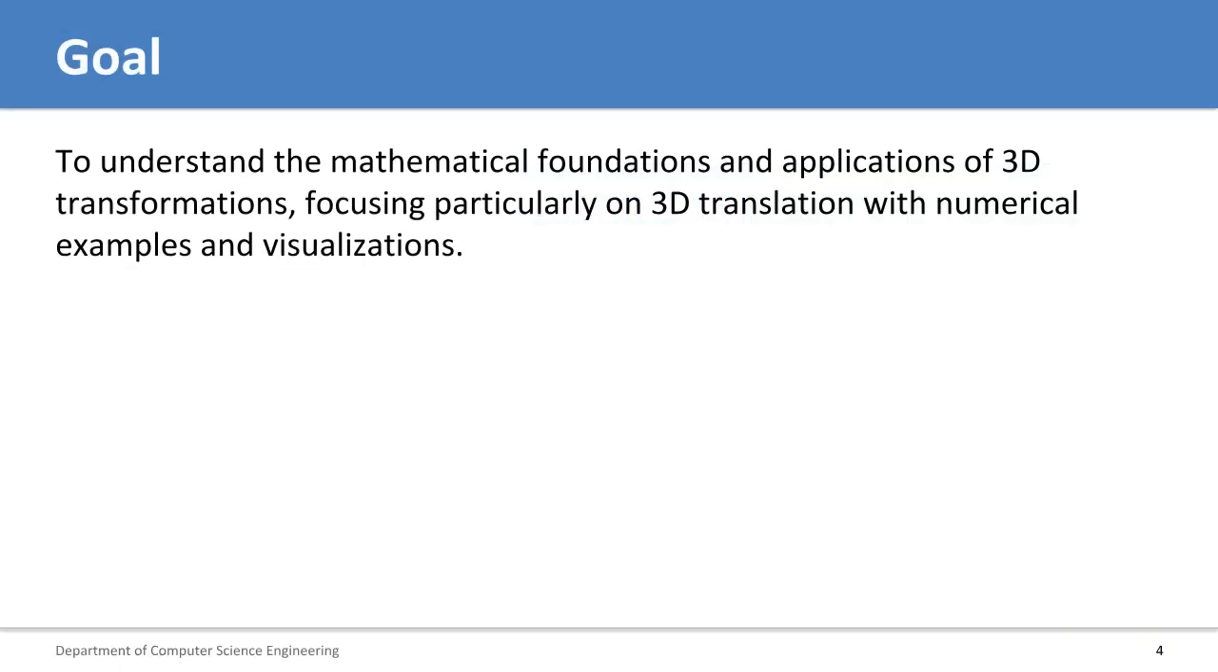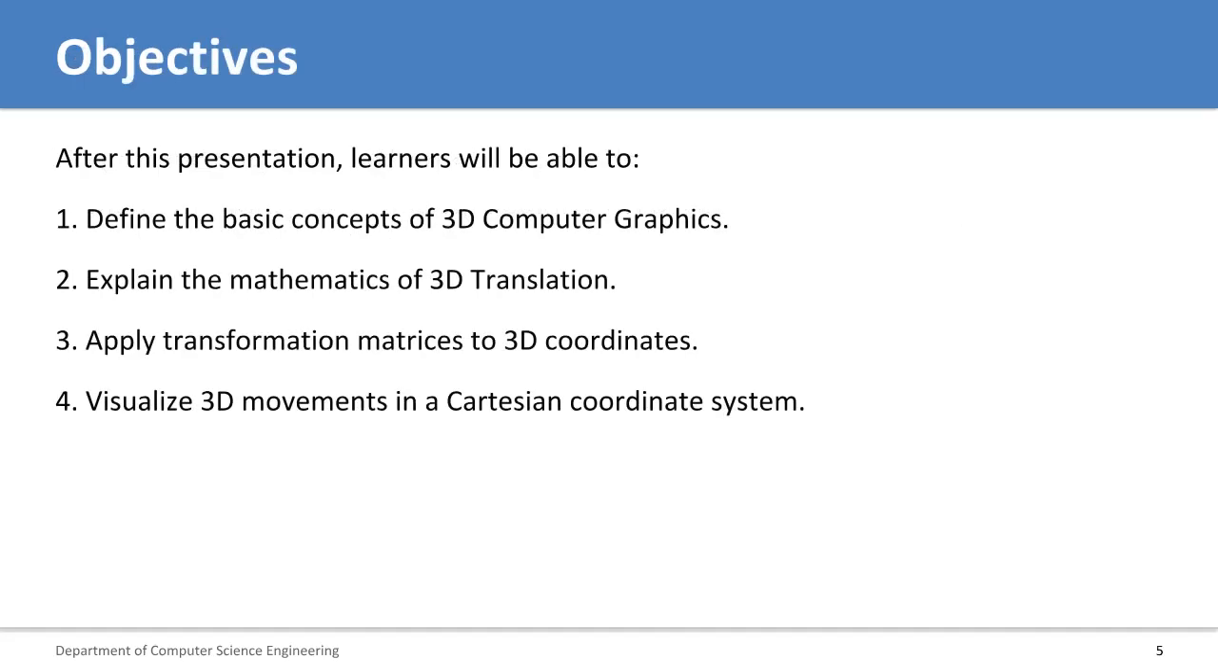The main goal of this presentation is to understand the mathematical foundations and practical applications of 3D transformations with special focus on 3D translation. We will also see numerical examples and visualizations to better understand how objects move in three-dimensional space. After this presentation, we should be able to understand the basic concepts of 3D computer graphics, explain the mathematics behind 3D translation, apply transformation matrices to coordinates, and visualize object movement within a Cartesian coordinate system.